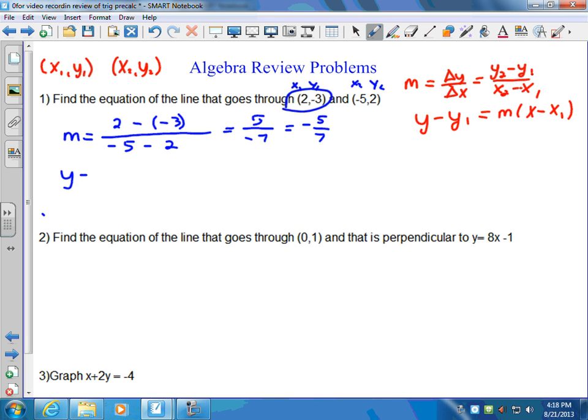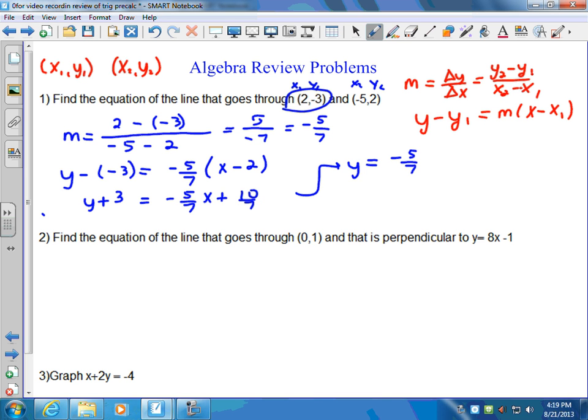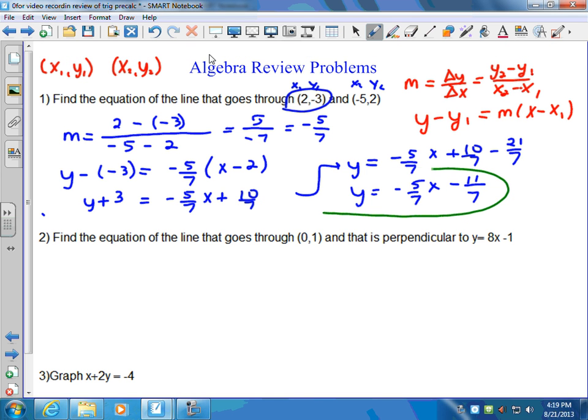So y minus the y-coordinate of that point equals the slope times x minus the x-coordinate. So now all we have to do is simplify. And over here right now we have y plus 3. And to solve for y, you would need to subtract 3 from both sides. So our final answer is y equals negative 5 over 7x plus 10 over 7 minus 3, which I can write as 21 over 7 to get common denominators. And the answer can be left as negative 5 sevenths x minus 11 sevenths. So that is the equation of the line going through the given points.